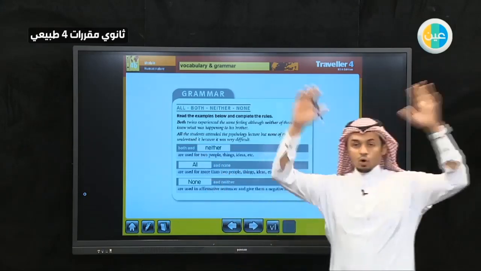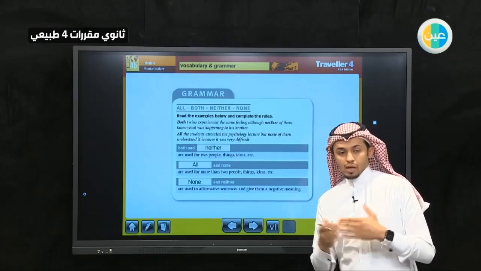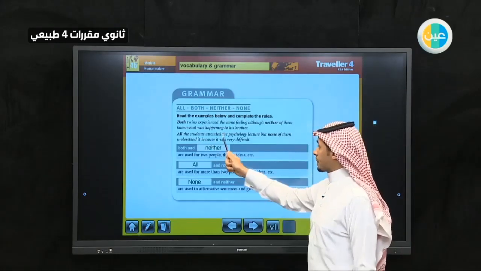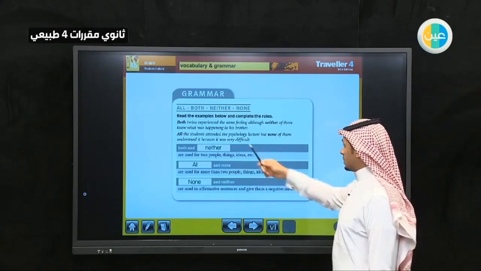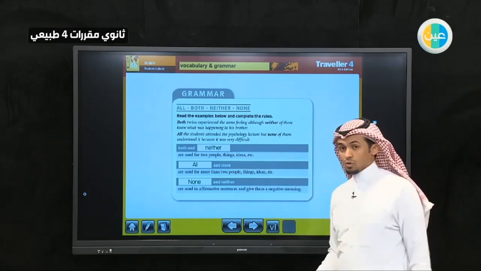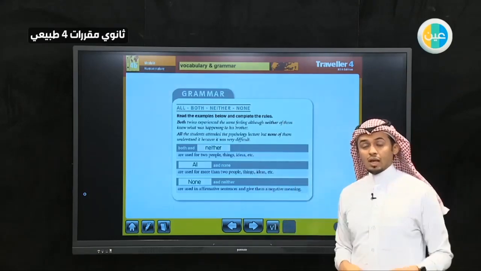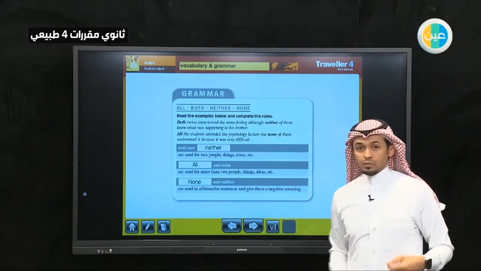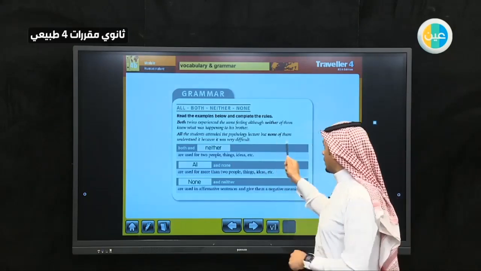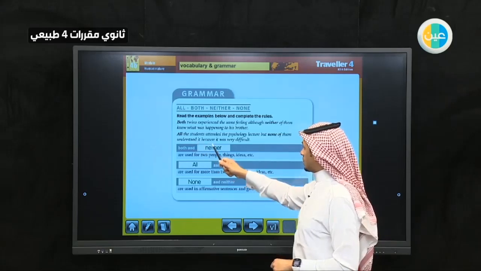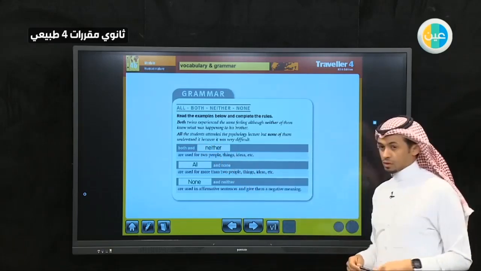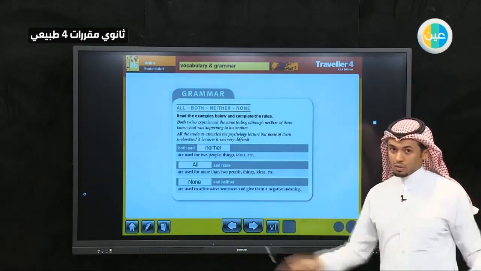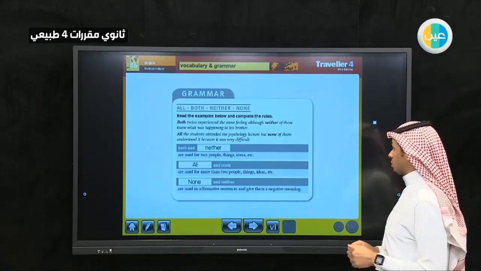All, that means everyone, for more than two. All the students attended the psychology lecture. So all students were in the class of psychology, but no one of them, not a single one, none of them understood it because it was very difficult. So although they were all there, none has understood that.